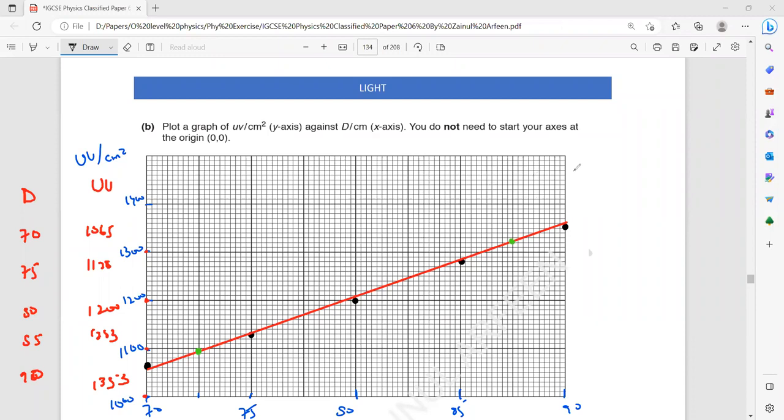So what is the formula for gradient? You have to learn this formula, that gradient is y2 minus y1 over x2 minus x1. What is y1? When you plot a graph, the first point on the y-axis is y1, and the second point on the y-axis is y2. In the same way, the first point on the x-axis is x1, and the second point on the x-axis is x2.